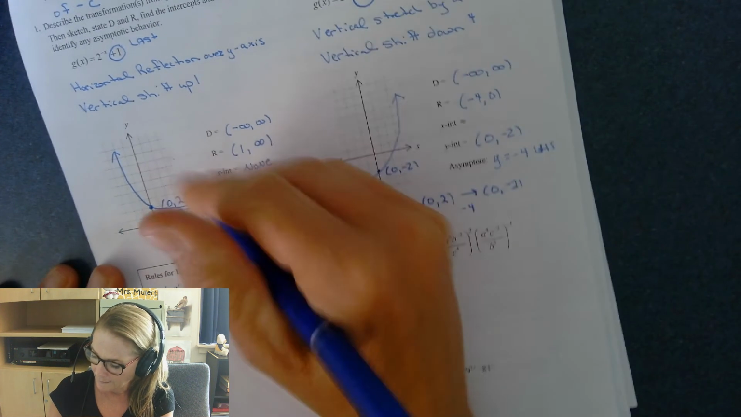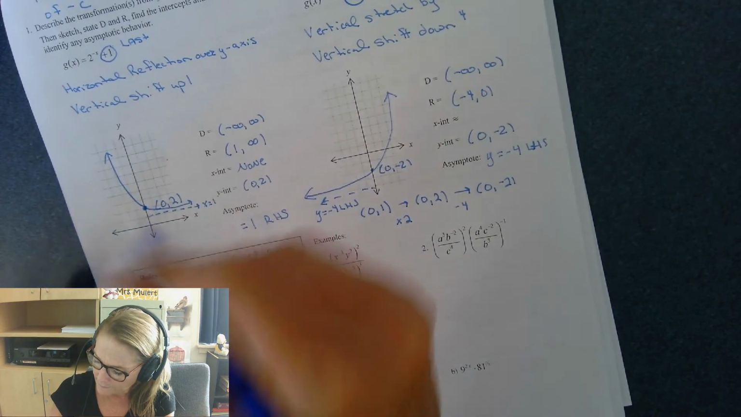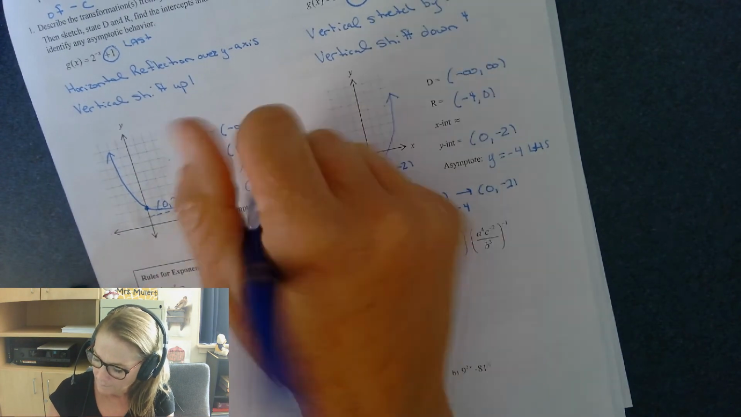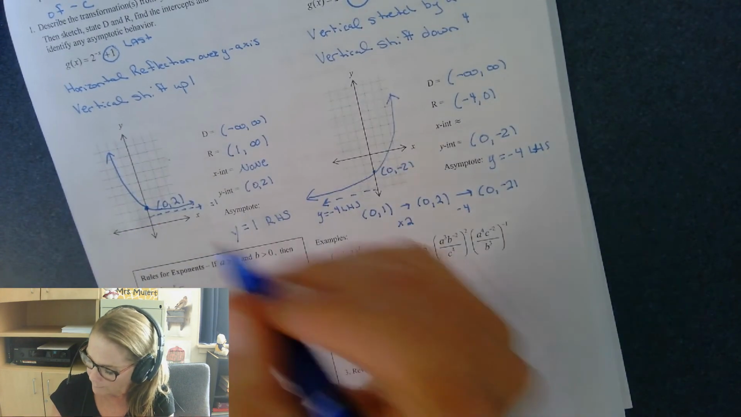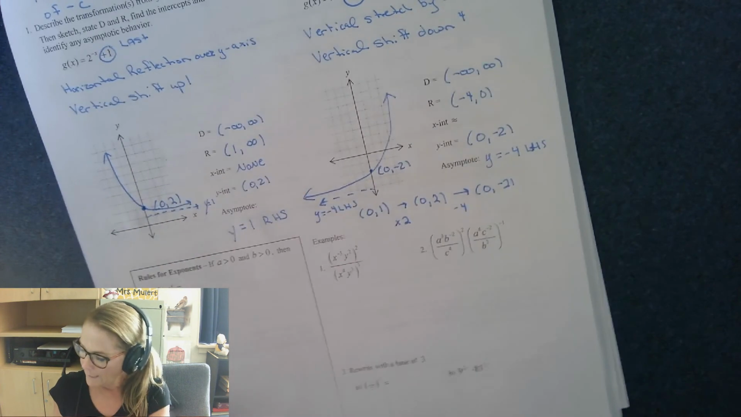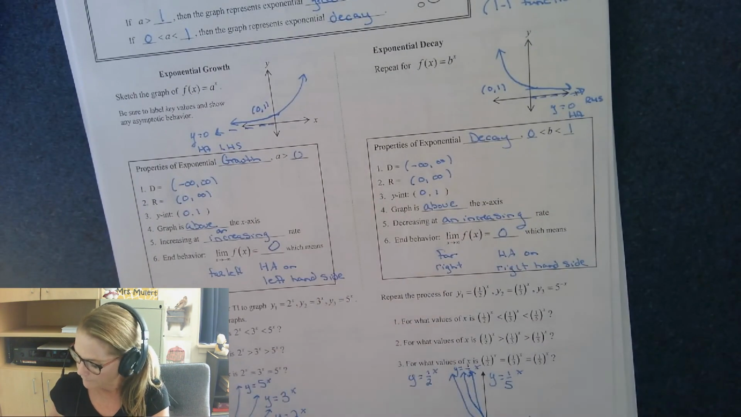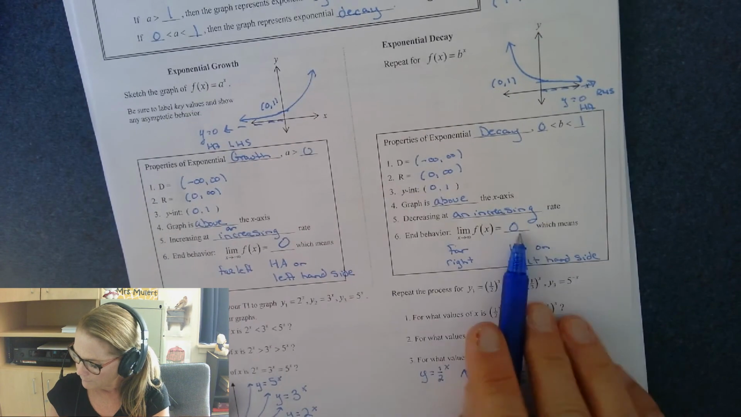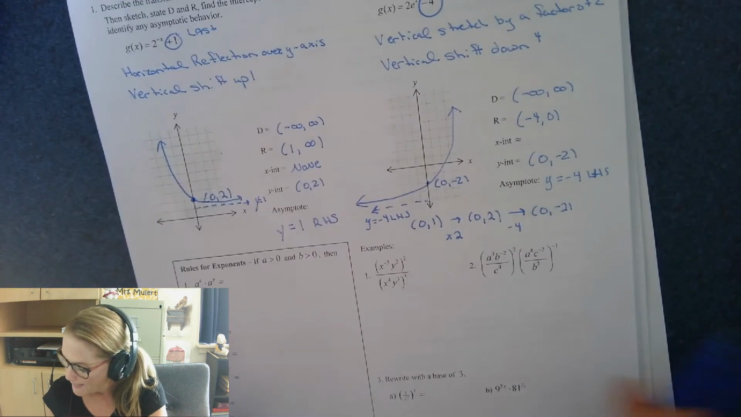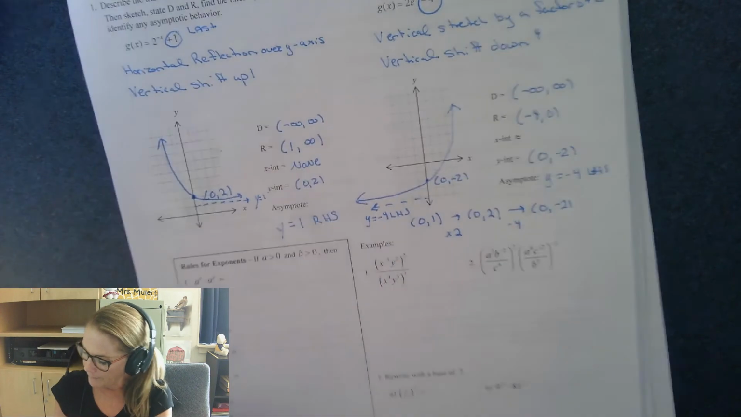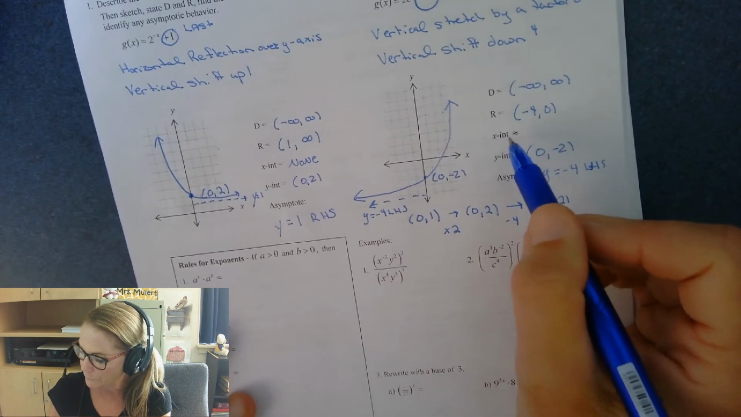This is y. Goodness gracious, this is y. Sorry, you guys are probably sitting there going, what? Okay, that's y. Did I do y over here? Yeah. Okay, so I only goofed it up in one place. So sorry about that.